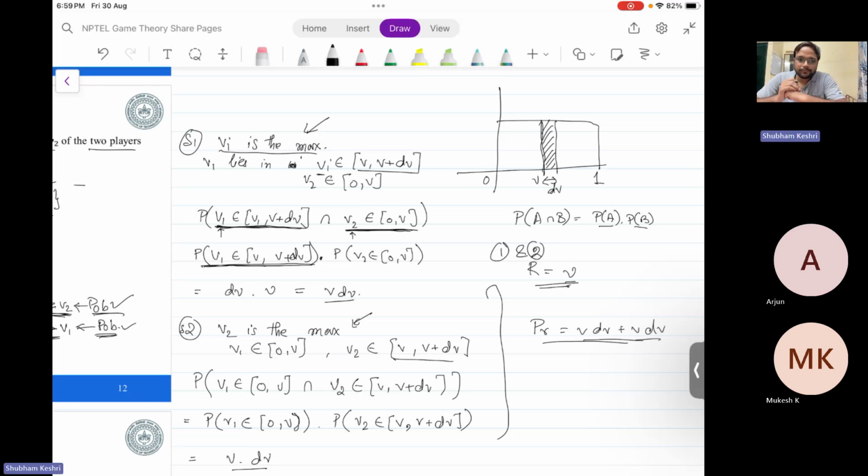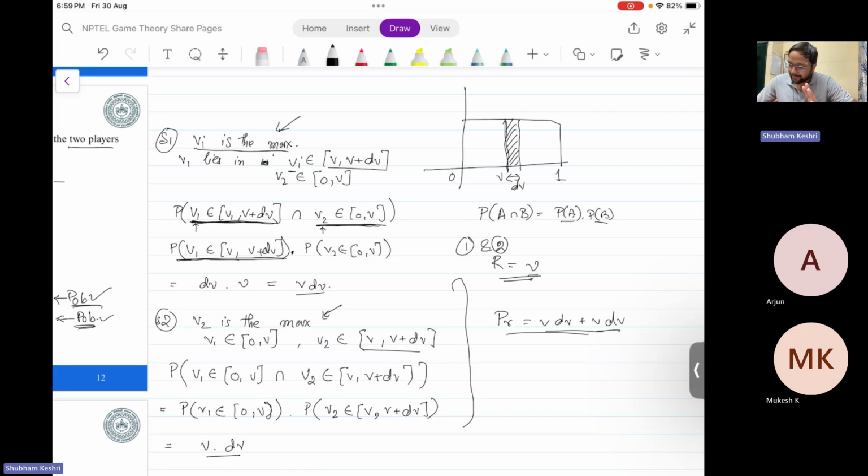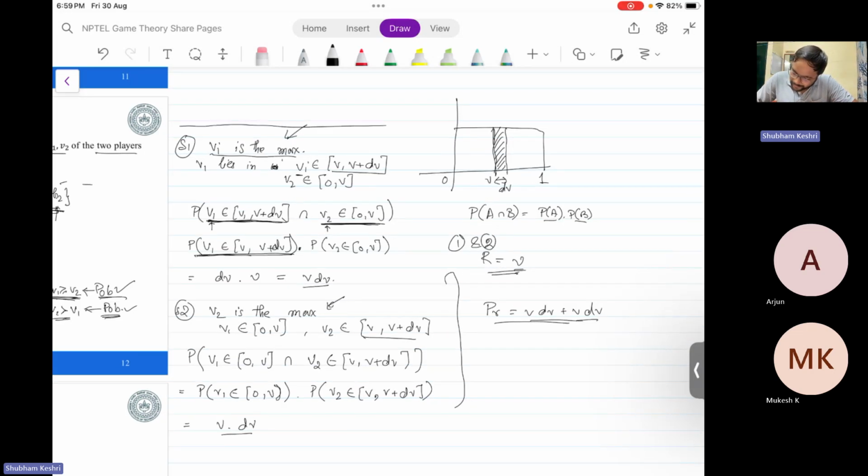Are you with me? When you're saying the revenue, V1 is max and V2 is max, so why are you saying V is max? Okay, I'll just repeat everything else. This analysis, scenario 1 and scenario 2, is done for a strip of values. The strip of values is where the maximum is V. The maximum value of V1 comma V2 is V. So what is the condition? The condition is V1 belongs to V comma V plus DV, and V2 is less than that, which is 0 comma V.